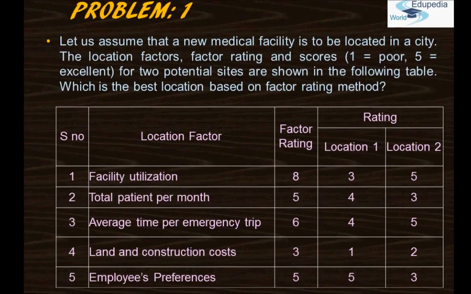Here we have, let's assume that a new medical facility is to be located in a city, and the location factors, the rating of the factors, the scores from 1 to 5 for two potential sites are shown in the table below. Which of the two do you think is the best? Use the factor rating method. This time let's solve it by way of an Excel sheet.